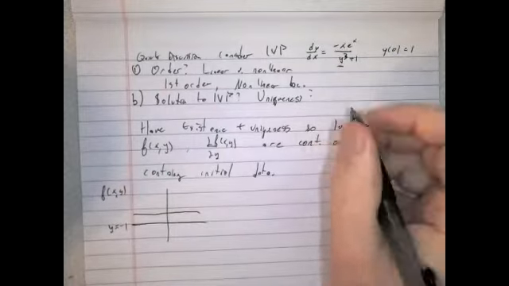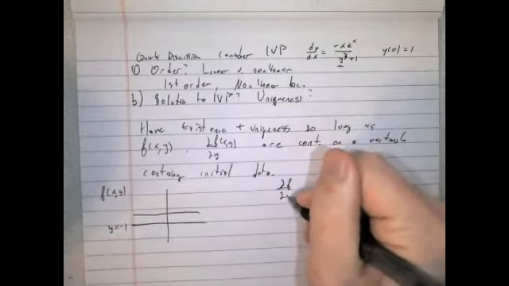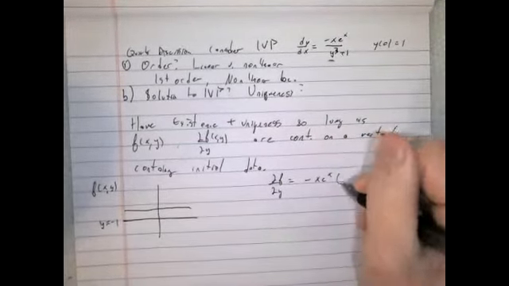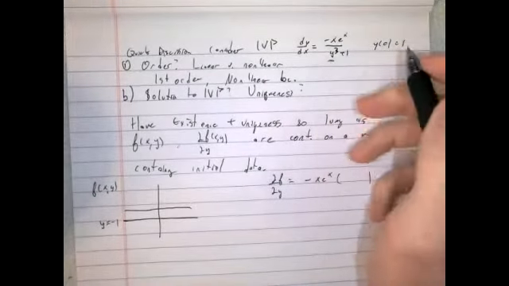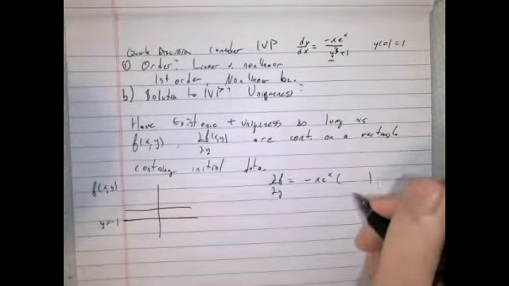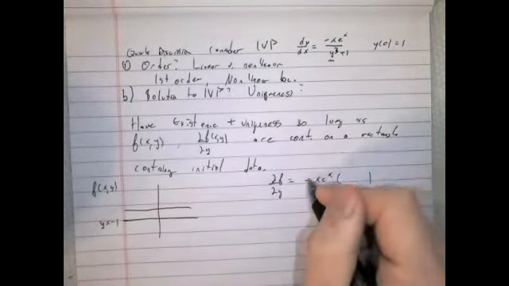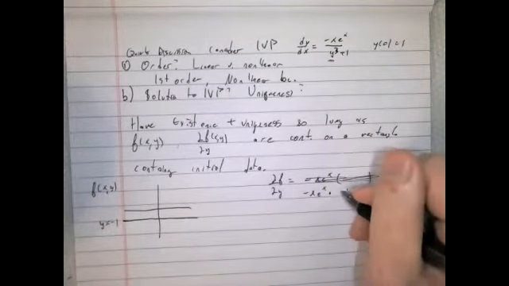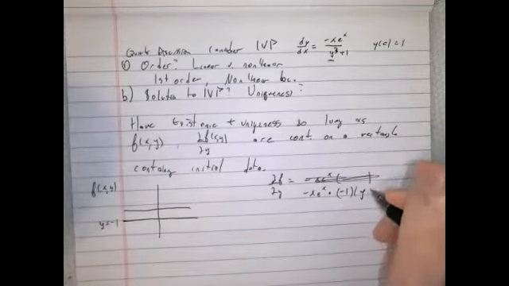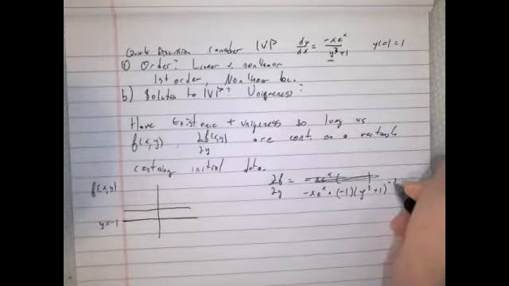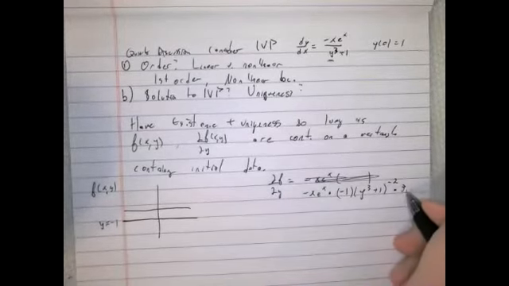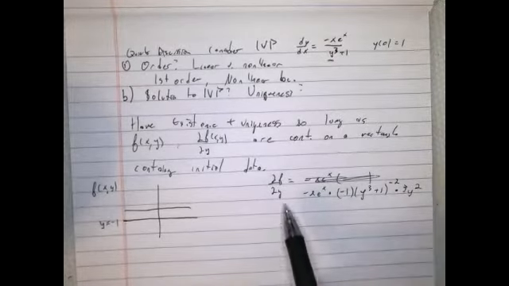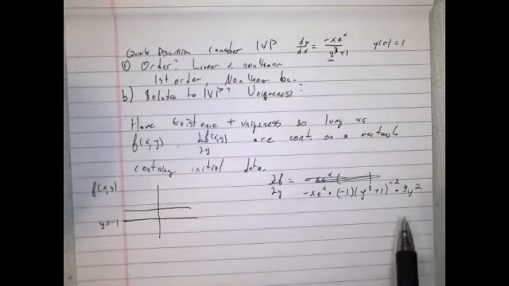Now we have to compute the partial of this function. The partial of f with respect to y is going to be equal to negative x e to the x times, really, I should think of this as y cubed plus 1 to the negative 1. So negative x e to the x times negative 1 times y cubed plus 1 to the negative 2 times 3y squared. Okay, so here is an expression for the partial of f with respect to y. The x variables don't get touched.